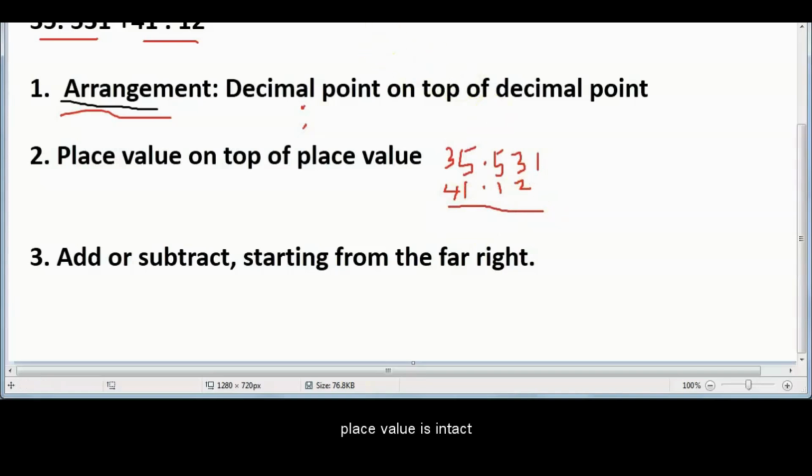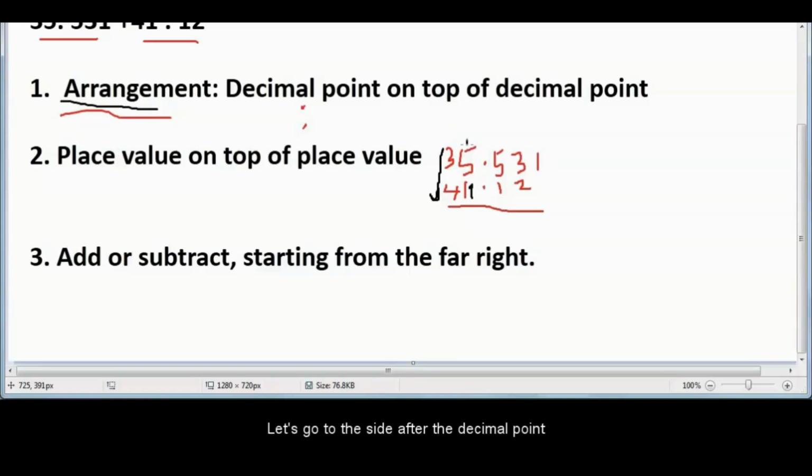The place value is intact. 3 and 4 are tens. They stay on top of each other. 5 and 1 are units. They also stay on top of each other.